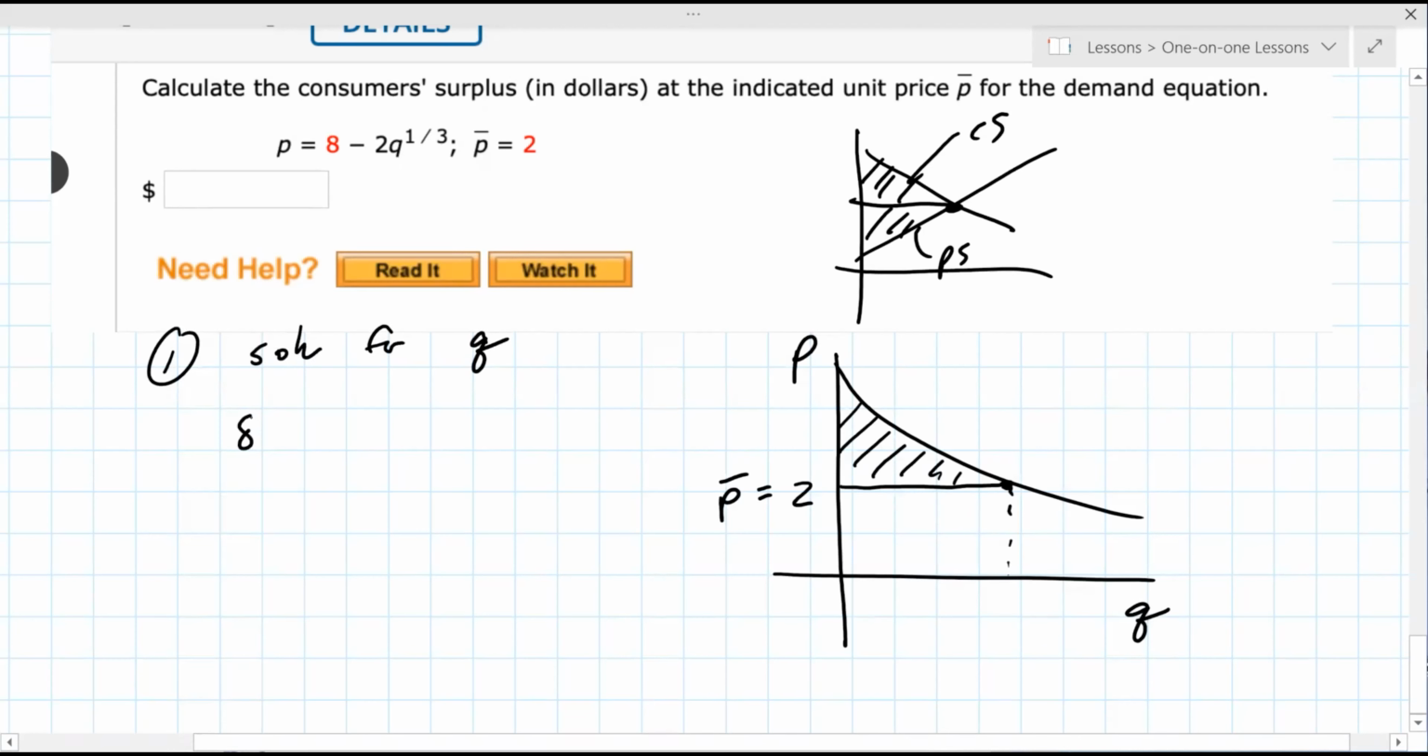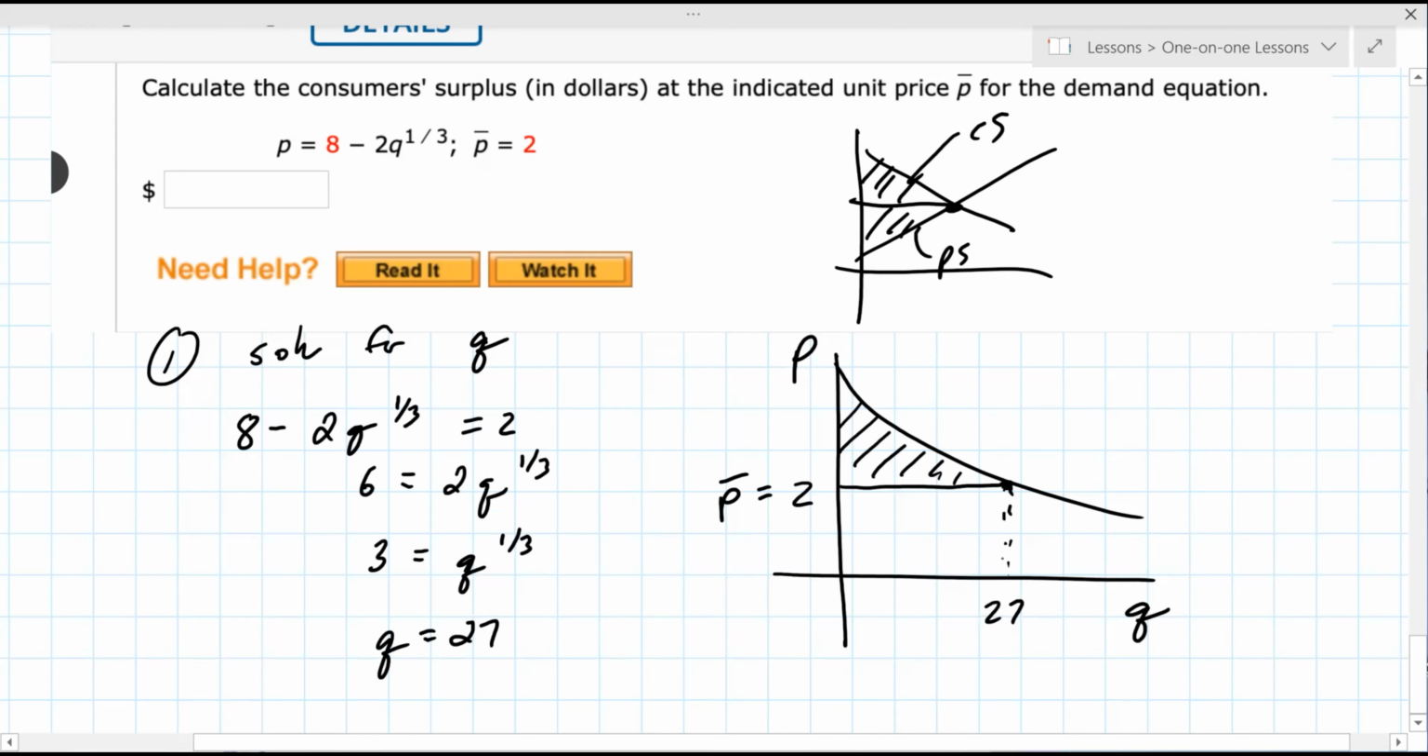So you got to set these equal to each other. 8 minus 2Q to the 1/3 power equals 2. So you're going to subtract 2. So you get 6. Bring this over here. So you get 6 equals 2Q to the 1/3 power. Divide by 2. So you get 3 equals Q to the 1/3 power. And then you cube both sides and you get Q equals 27. And that's right there. That's that point. Obviously not drawn to scale.